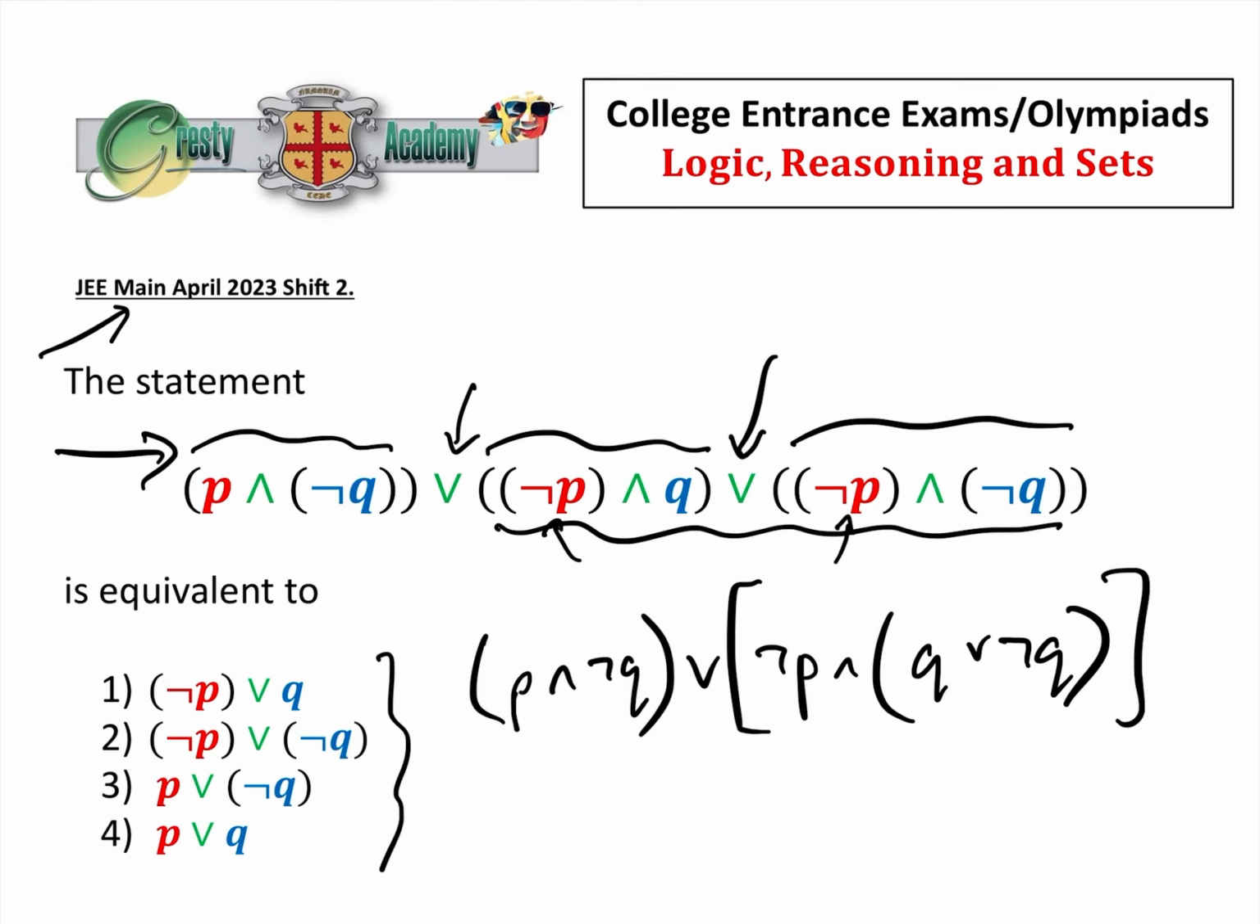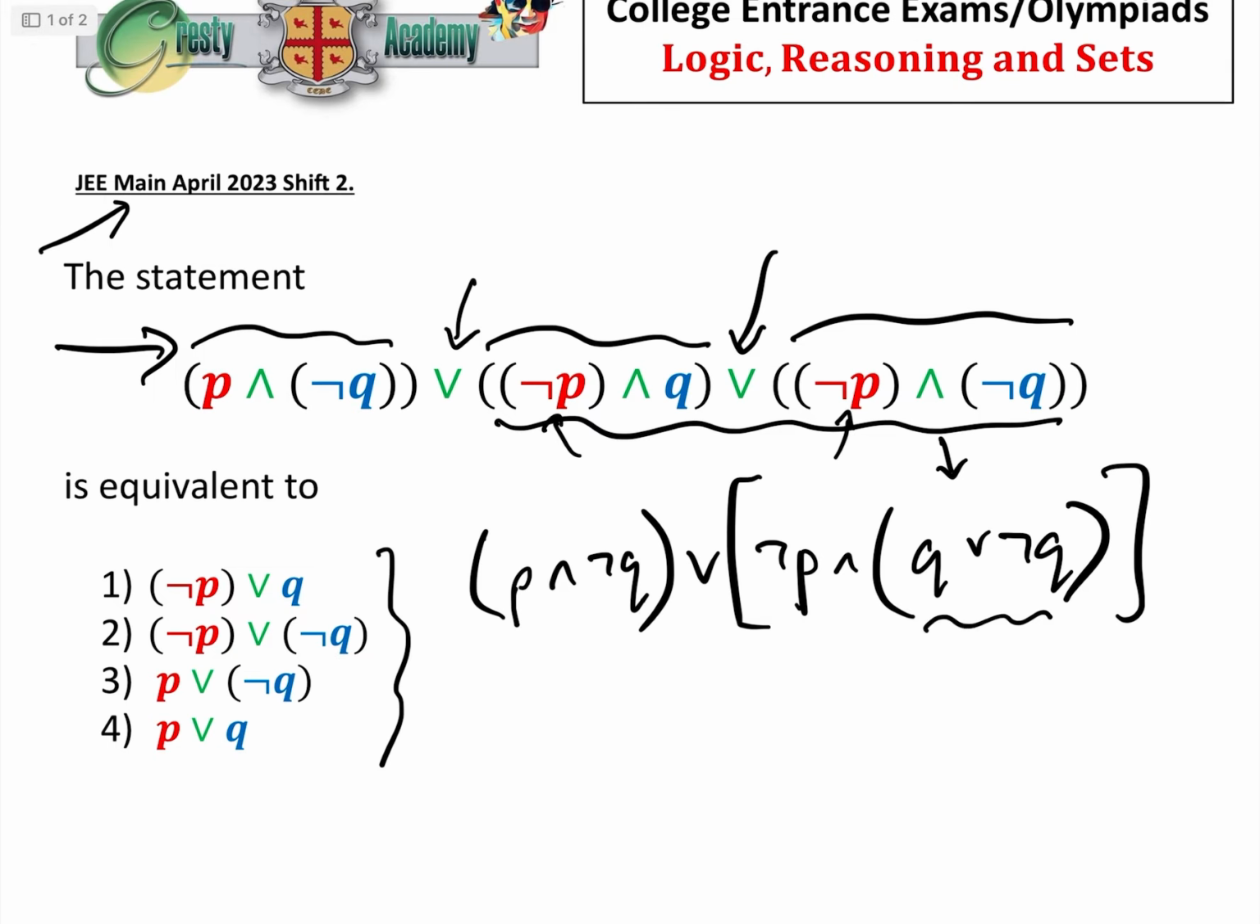Basically what I've done is I've put these two here into that, and if we expanded this out we'd have not P and Q or not P and not Q. So that's basically just simplifying that. Now Q or not Q is basically just the universal set, so obviously this can be simplified to P and not Q or not P.